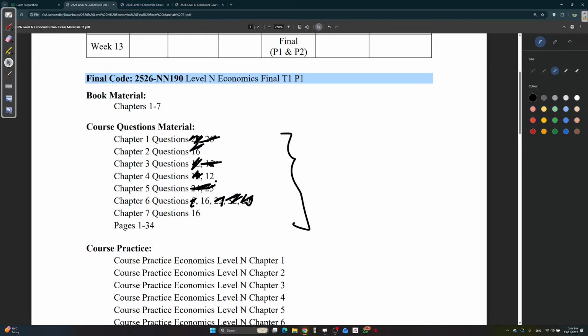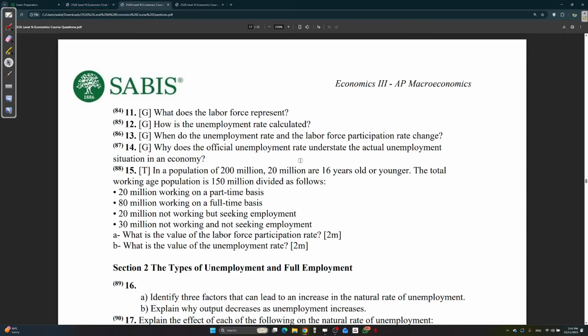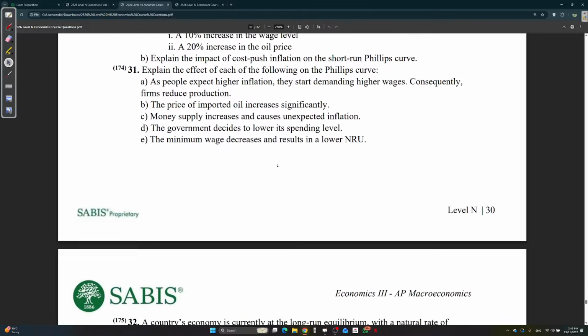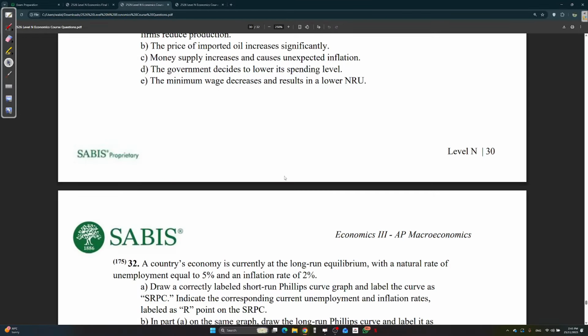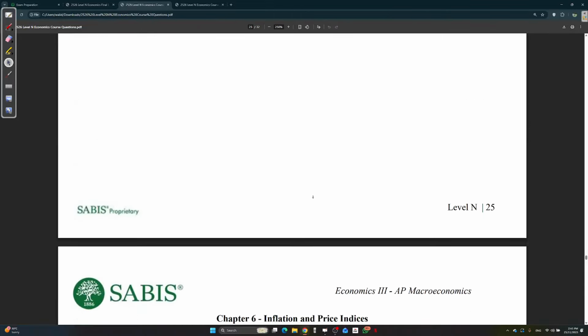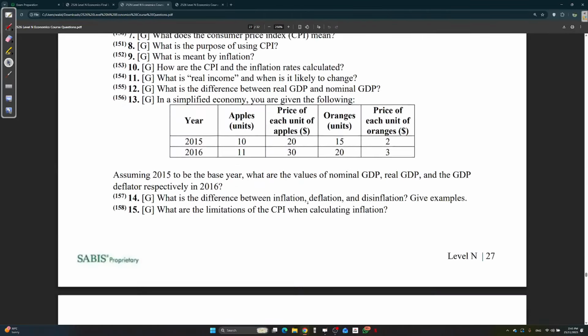Okay, question 12 done. Simple. We have question 16 here. Let's go to, what page is this? I don't know, let's go to page 30. What number is this? 16? Hey, what chapter am I on? Chapter 6. Okay, we need question 16.